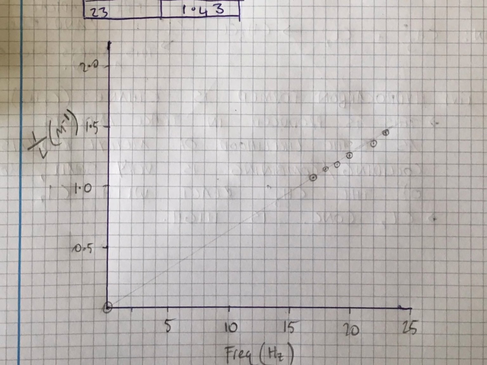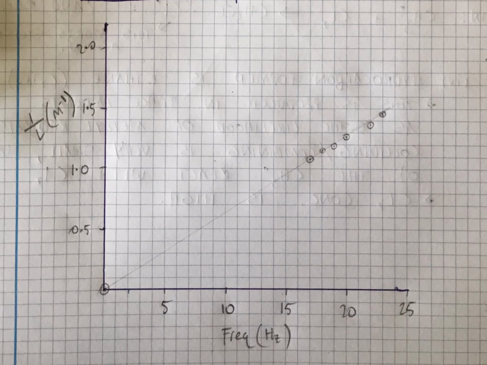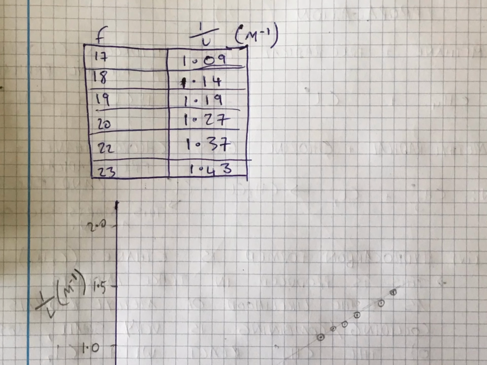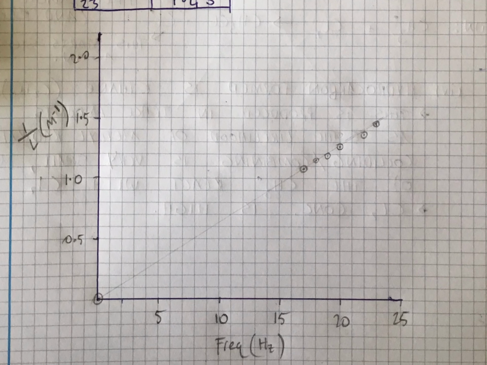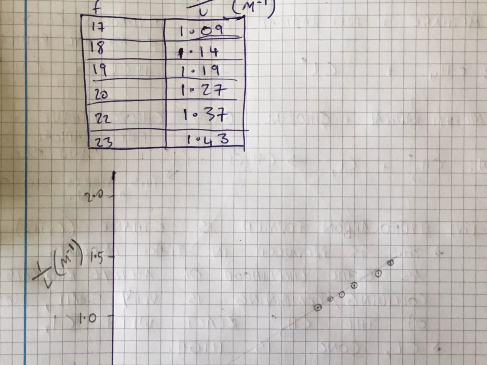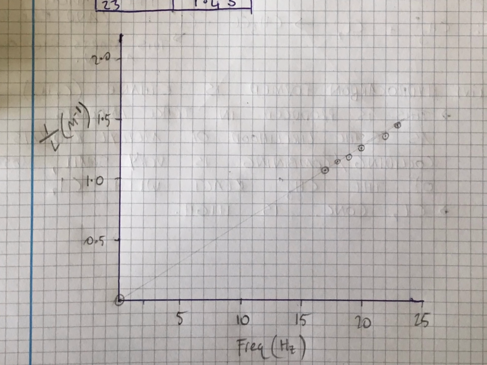You can see all my data is kind of clumped or cluttered in the top right hand corner. That's because I'm not using any of the data near to the origin, because my data only starts at 17 hertz, so I'm not using any from 0 to 15. And the same, I'm only starting at 1.09 on the y-axis, so I'm not using anything from the origin up to 1, okay, on the y-axis.